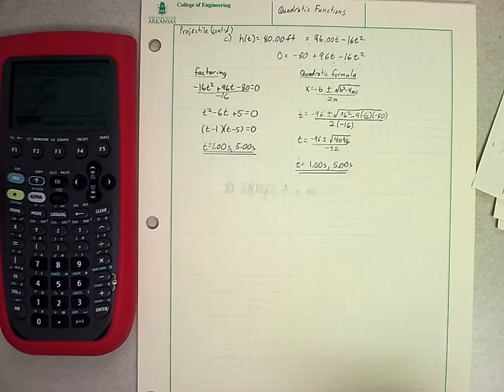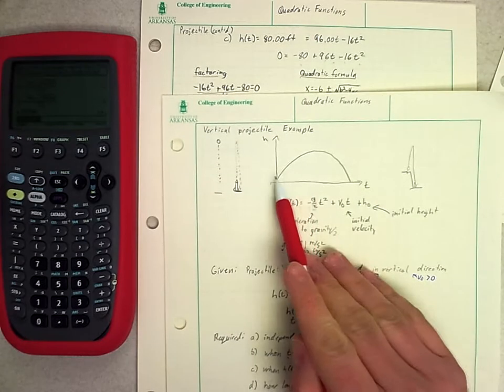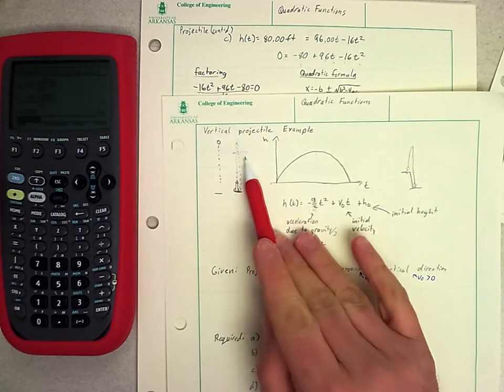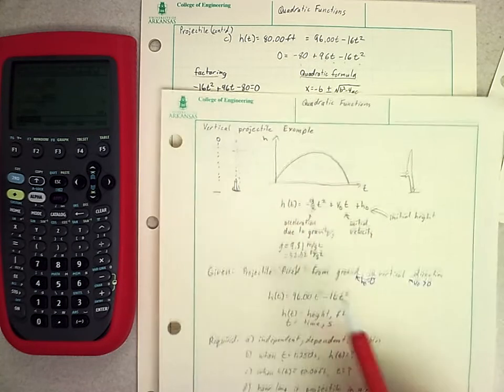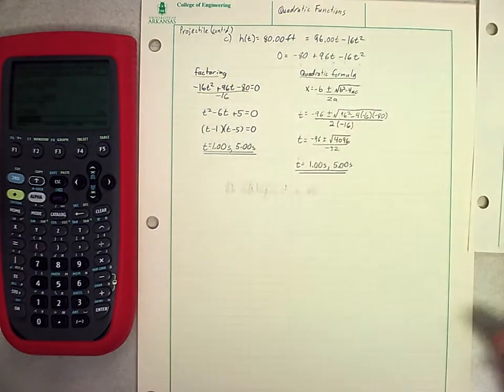The other thing we didn't pause to think about is, does it make sense that we get two answers? Well, yeah, it does, because if we go back and think about what's going on here, at this height of 80, it probably passed it once on the way up and once on the way back down, unless 80 happened to be our max. So yeah, that makes sense that you would have two answers. All right, so moving on to part D.